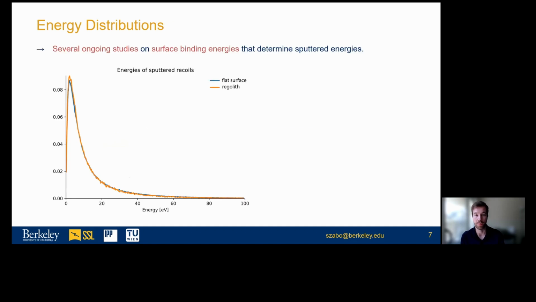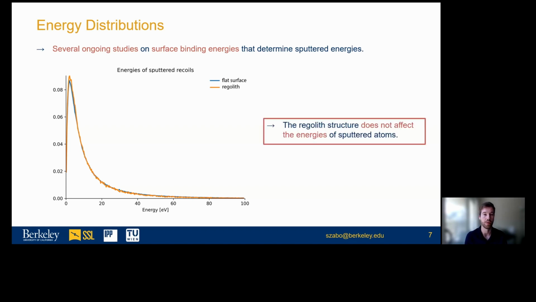Another interesting aspect, specifically for the exosphere populations, are the energies of sputtered atoms. And there are several ongoing studies on deriving physically informed models to derive surface binding energies, for example, by Morrissey et al. or by Jäggi et al. And in relation to those studies, it doesn't seem that the regolith makes much of a difference. If we compare here the flat surface in blue and regolith in orange, the spectra of energies of sputtered atoms is essentially the same.